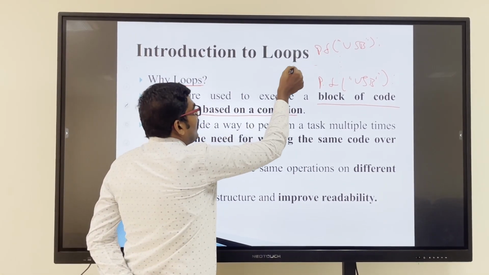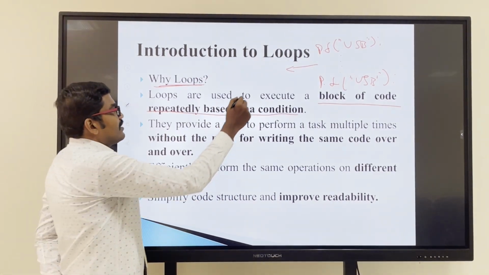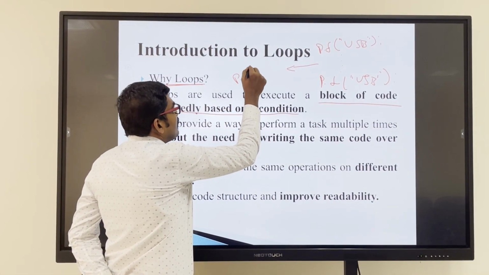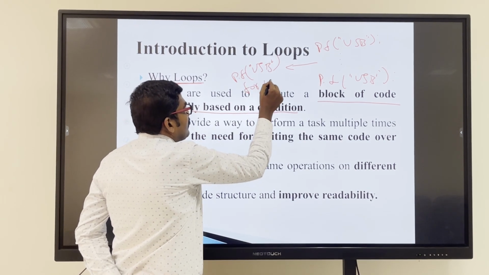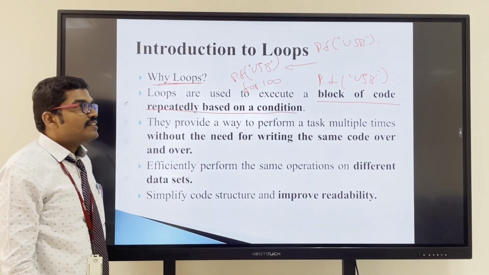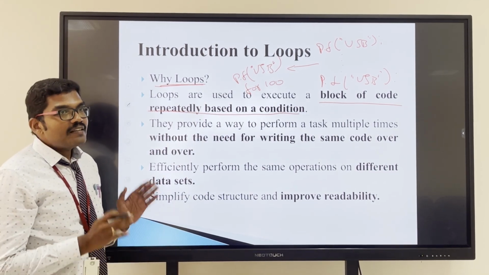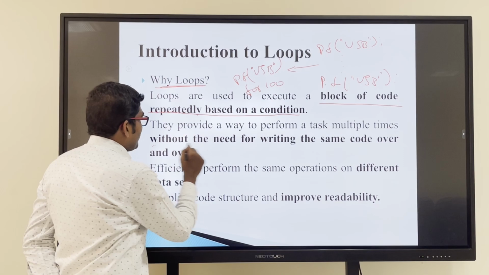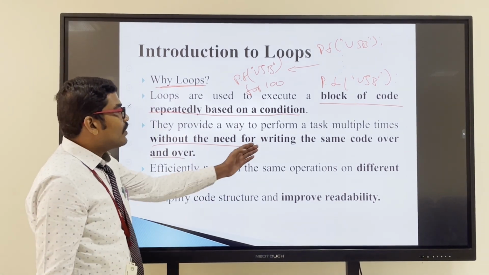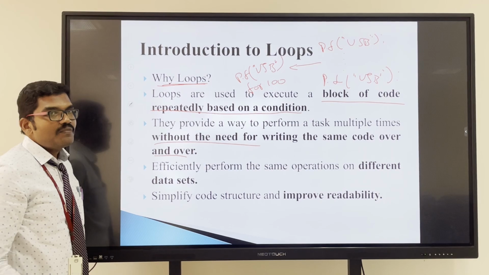In looping, I am just simply saying: print V.S.B. for 100 times. So this one instruction is enough to print V.S.B. 100 times. It will reduce the code length and improve the performance. This is the advantage: we don't want to write the code again and again, it just does the work for us.